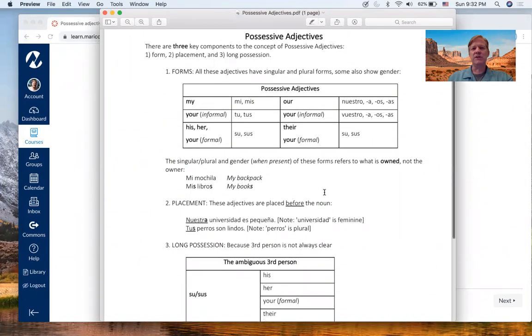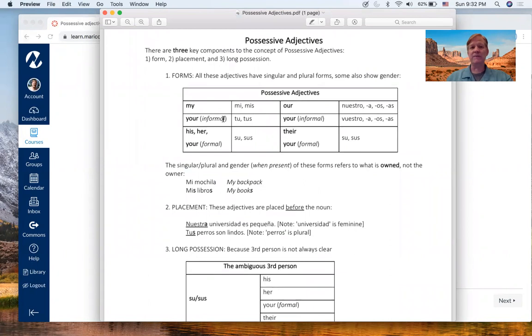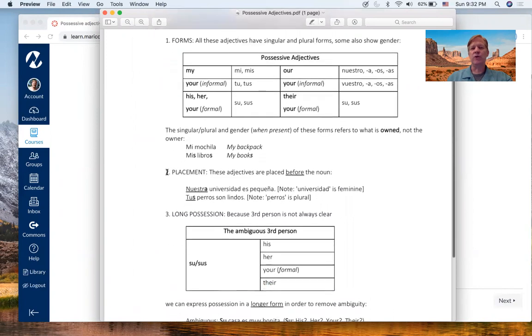Bien. So these are your possessive adjectives, a summary of what we just looked at. Three key components that you have to remember as a language learner: the forms, the placements, and the long possession. So here are the forms: my, mi and mis, your, tu and tus. For our and your informal plural, we have four forms actually: nuestro, nuestra, nuestros, nuestras, etc.